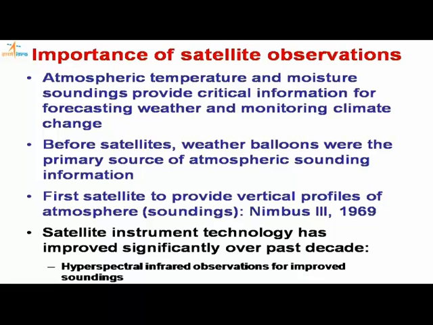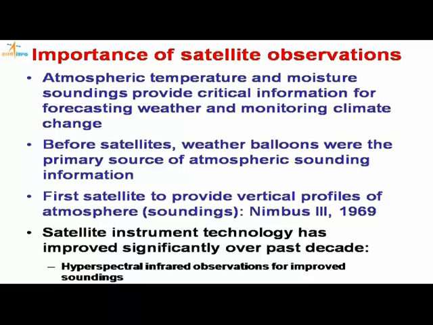Now this type of information is very limited. It is limited to very few land stations. The satellite plays a very important role in this field because it provides information on atmospheric temperature and humidity profiles equally over the entire globe. The first satellite that provided the vertical profile of the atmosphere, that is the sounding, was the Nimbus satellite, which was launched in 1969 by the US. Since then, satellite instrument technology has improved significantly.